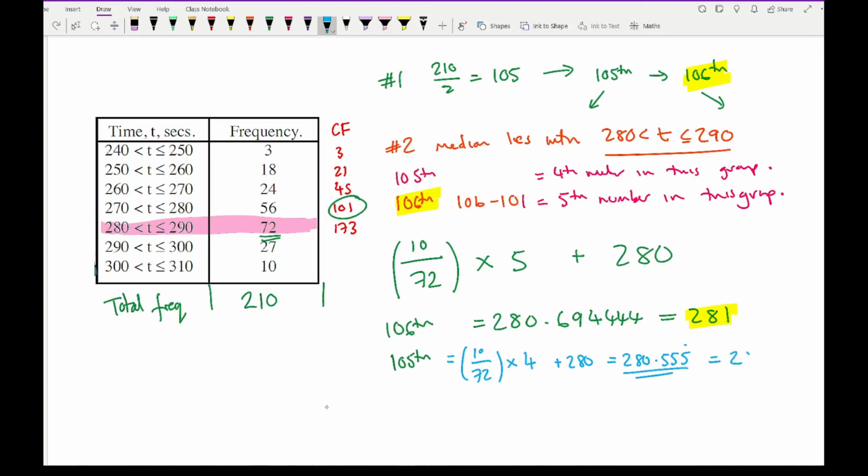Now you can see that there really isn't much difference. So if I round to one decimal place, I'm going to get the same answer. So it doesn't really matter if I add the two numbers together and divide by 2, I'm still going to get 281. So here my estimated median is 281, and it's seconds to no decimal places.